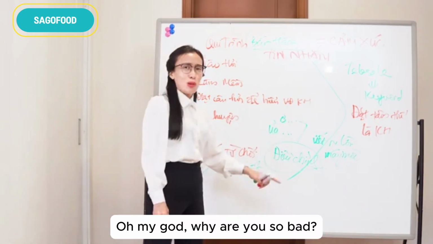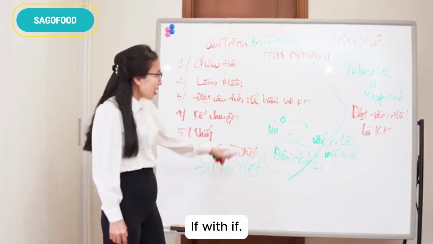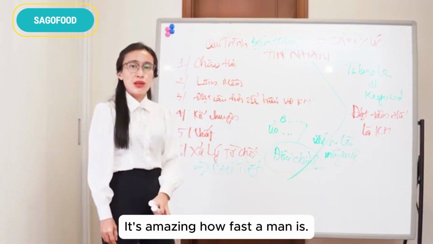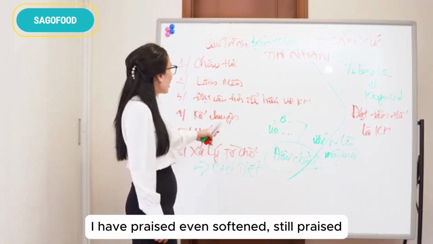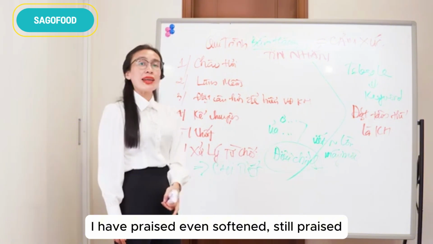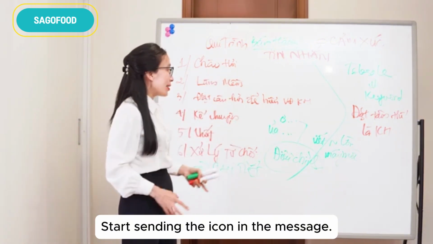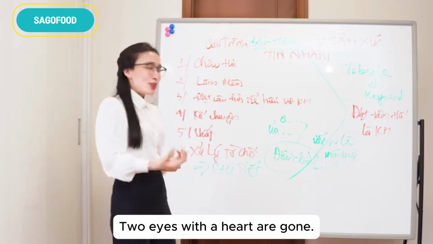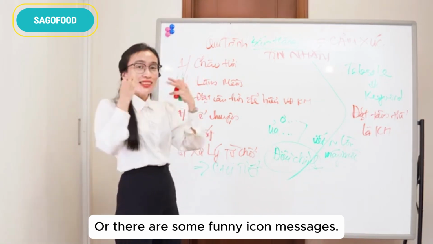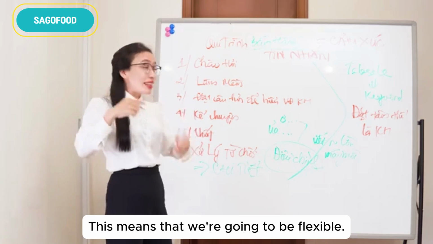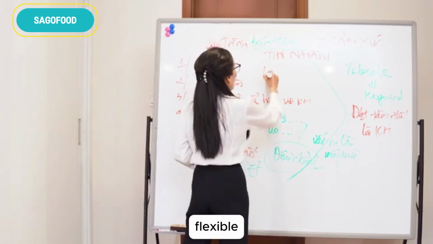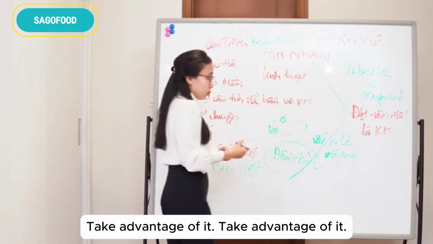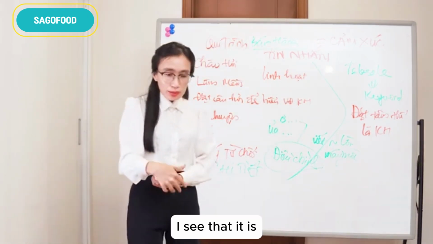Oh my God, why are you so bad? It's amazing how fast a man is. For example, even praise. I have praised, even softened, still praised. Start sending the icon in the message. Icon to eyes, eyes with a heart are gone. Or there are some funny icon messages, but sometimes there are two tears. This means that we're going to be flexible. Flexible, and take advantage of it.